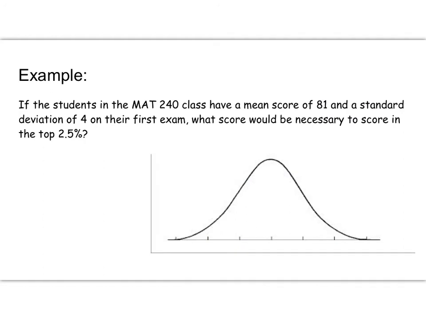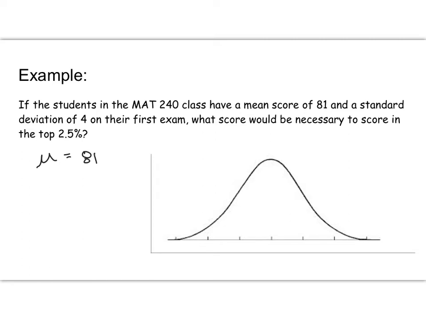So to put this into some kind of context that you can relate to, if the students in the Math 240 class have a mean score of 81 and a standard deviation of 4 on their first exam, what scores would be necessary to score in the top 2.5%? The first thing you'd want to do is fill out this normal curve with values so that you have an idea of what this really means.